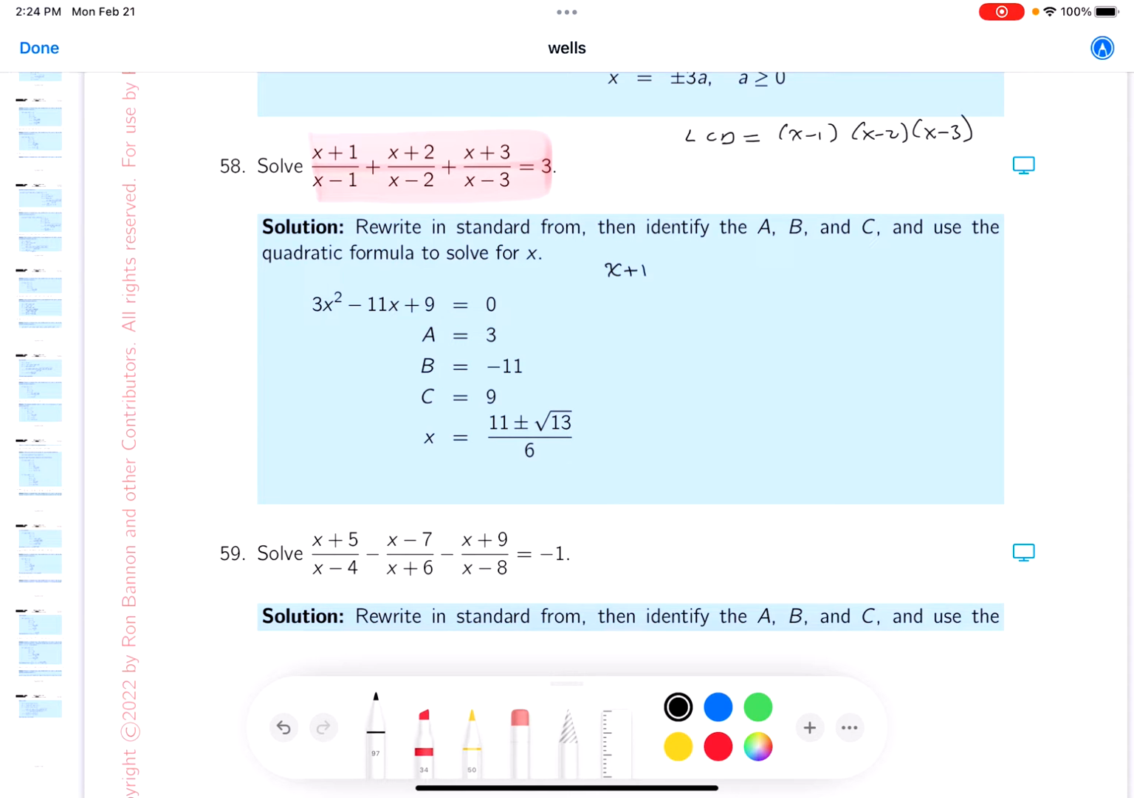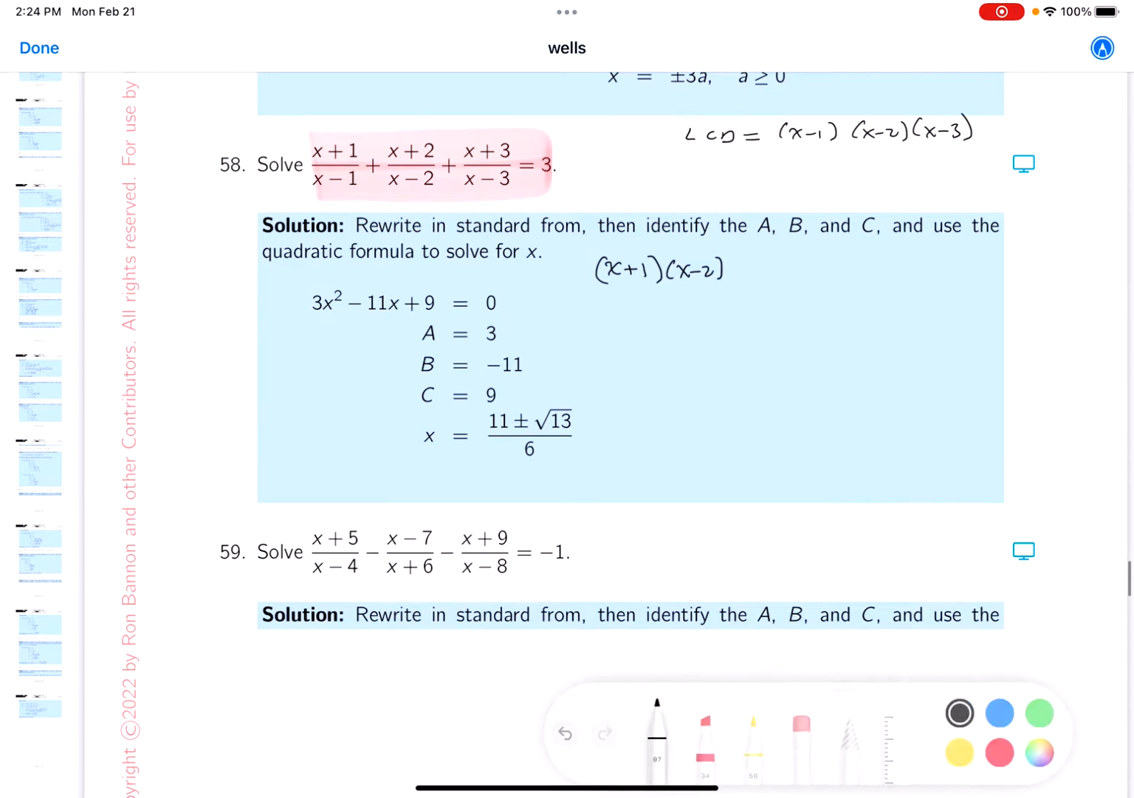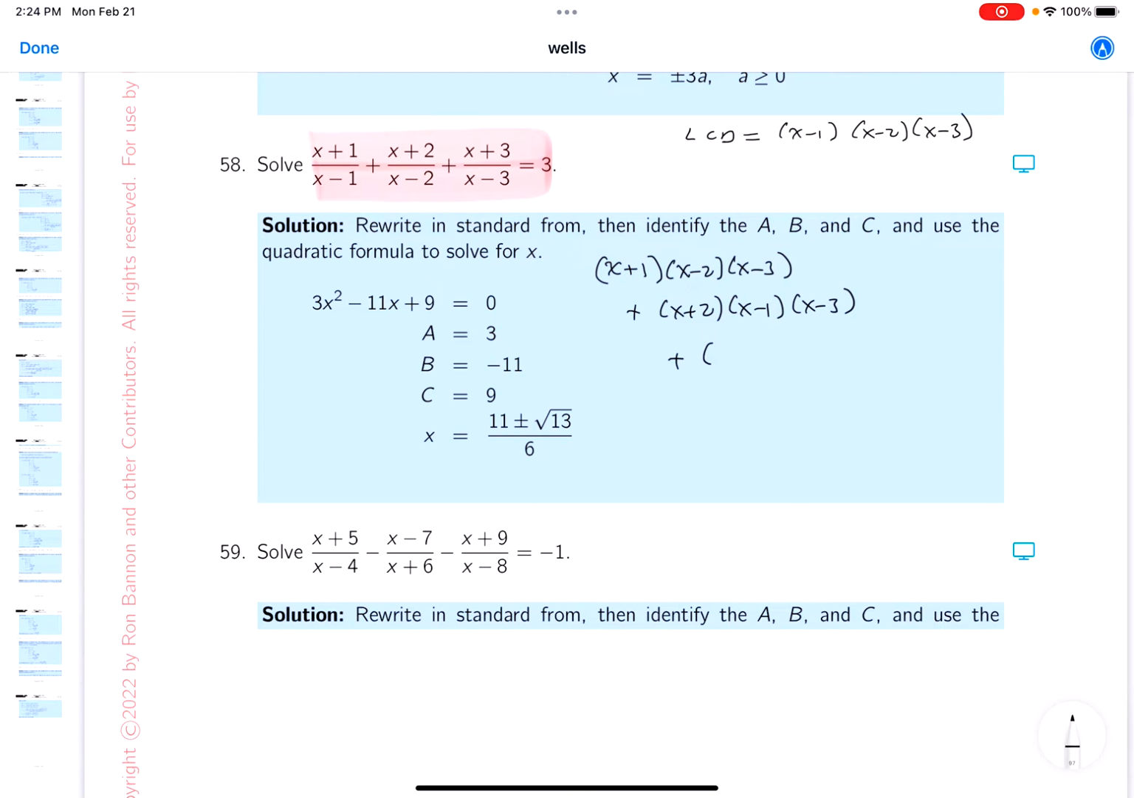x plus 1 times x minus 2 times x minus 3. The next term is going to be x plus 2, x minus 1, x minus 3. The next term is going to be x plus 3, x minus 1, x minus 2. And what's this going to be equal to? 3, x minus 1, x minus 2, x minus 3.